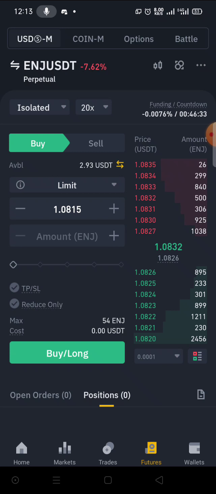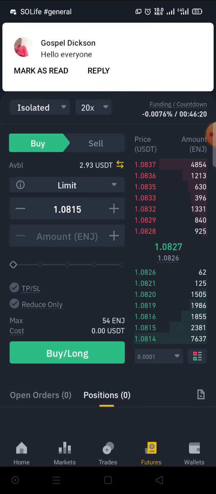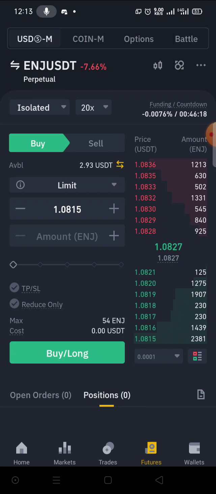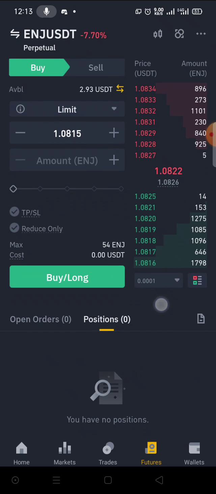But here in futures, it's not like the kind of trade you see in your spot. For example, I can decide to buy a coin here, let's say ENG. Now for example, I'm buying this coin. If I'm buying this coin, it's not going to reflect on my spot balance. It's not going to reflect on my spot wallet. Rather, I only see that I'm trading with it.